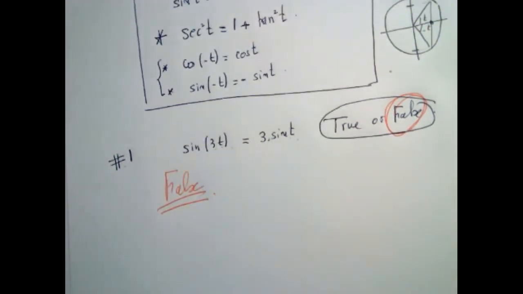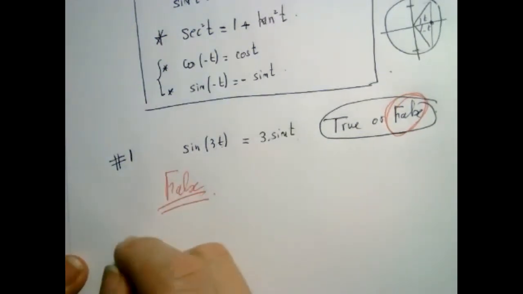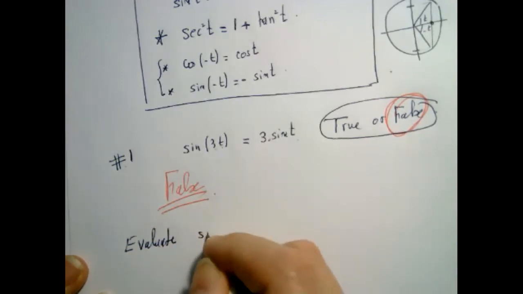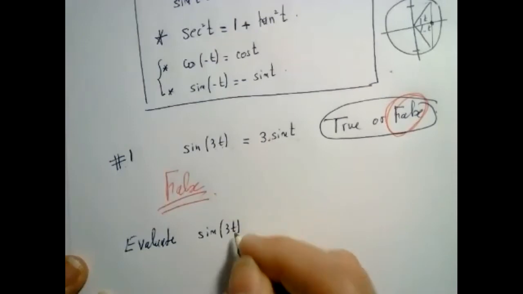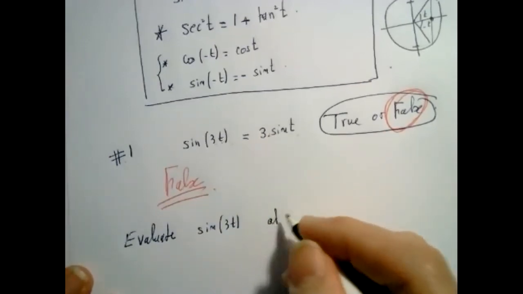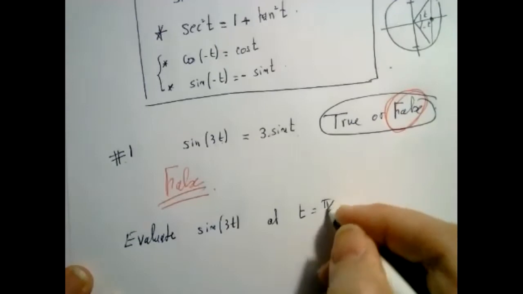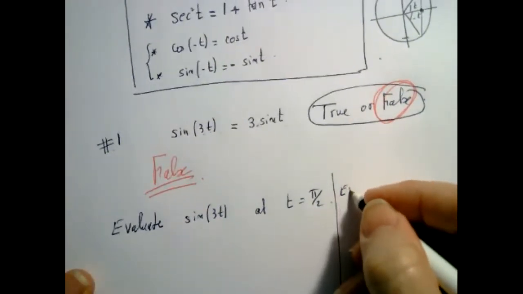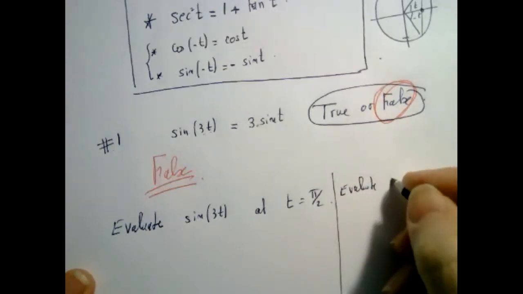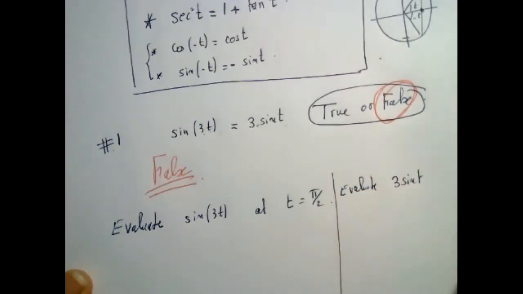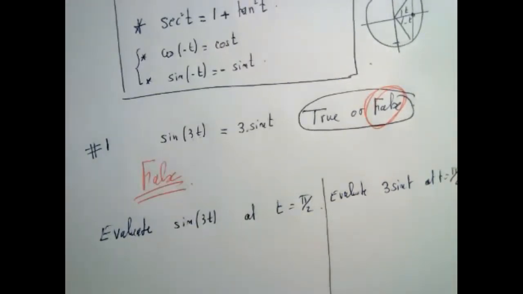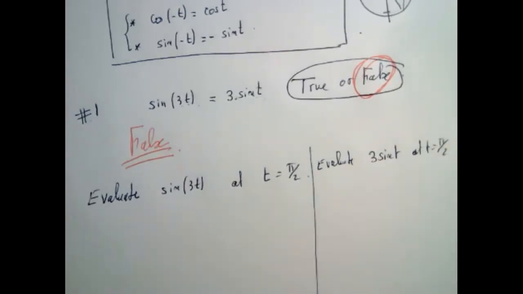To tell me it's false, you have to give me a value of t that would make this false. So for example, suppose we're going to evaluate sine 3t at, let us say, an easy number, t equal pi over 2. And then I'm going to evaluate 3 sine t at t equal pi over 2. And we see the difference in the evaluation, so you know why this is false.